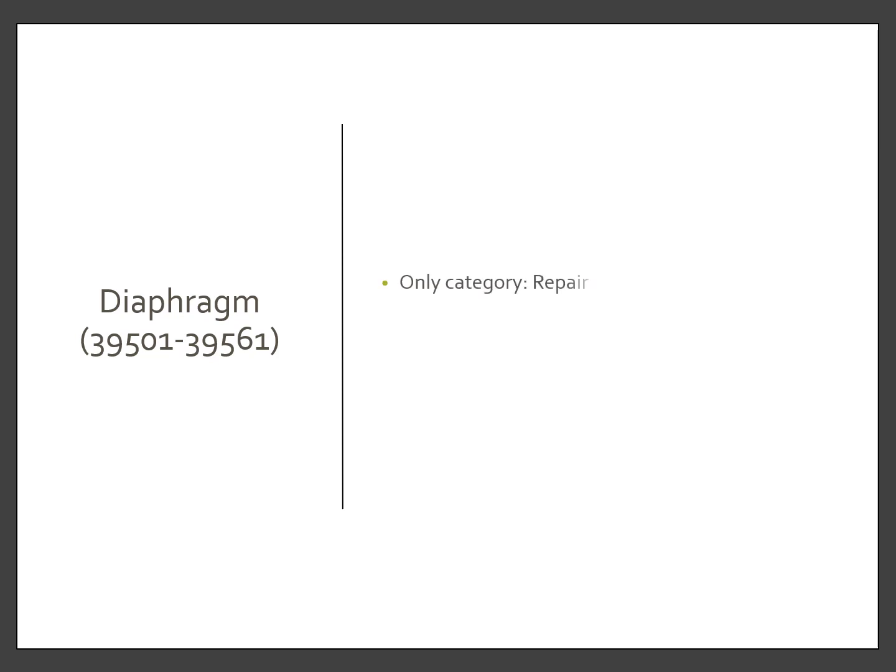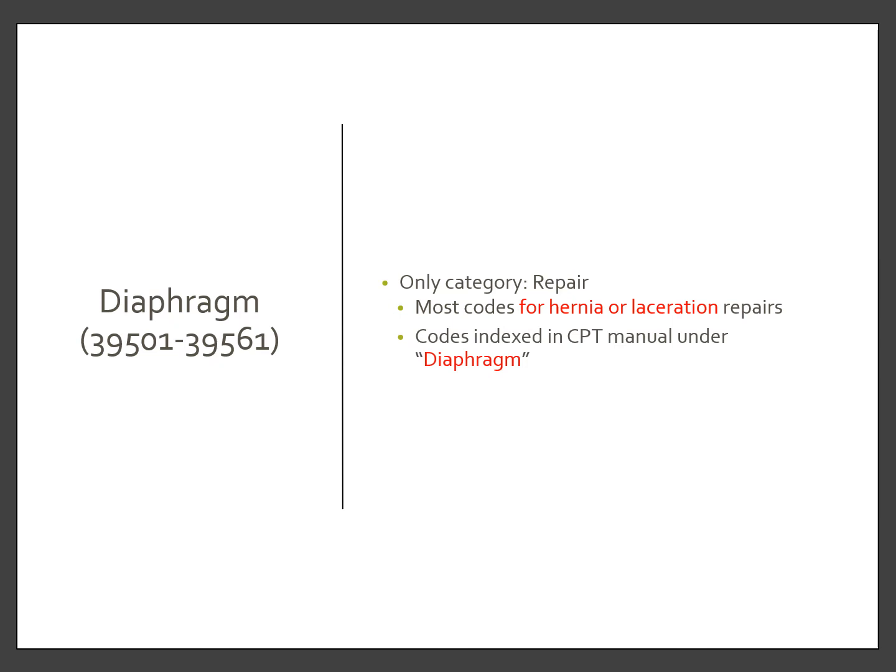Then we have the diaphragm. There's only one category, it's repair, and most of the repairs are done for a hernia or laceration. The codes are indexed in the CPT in the back of the book under the word diaphragm.